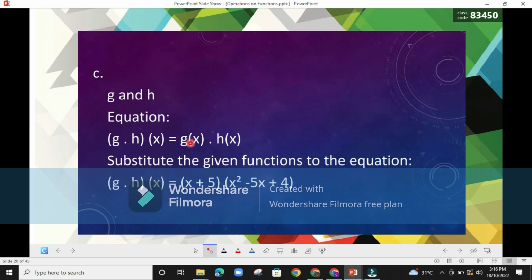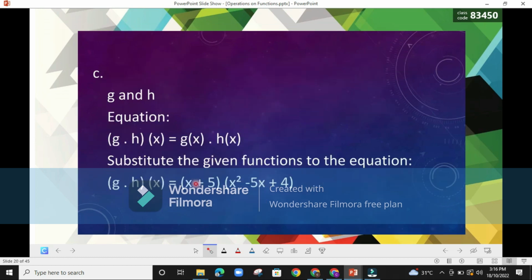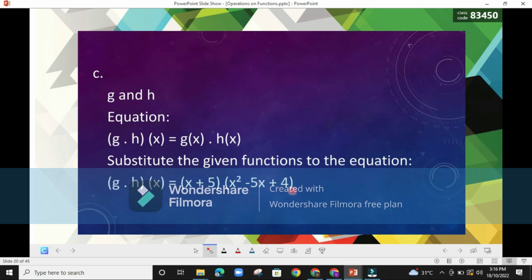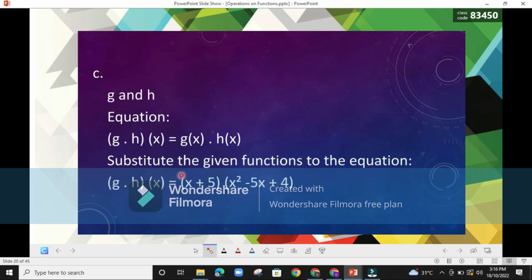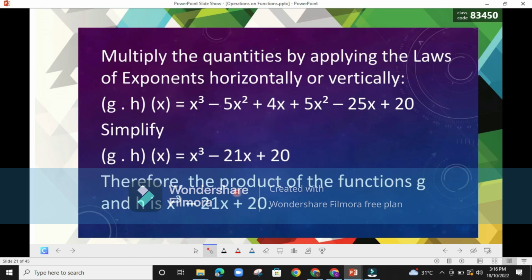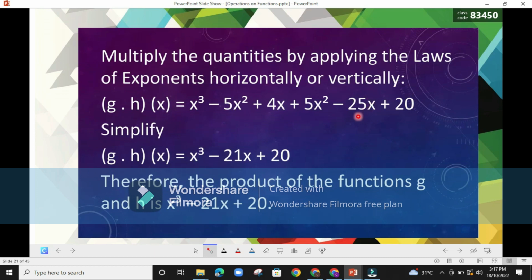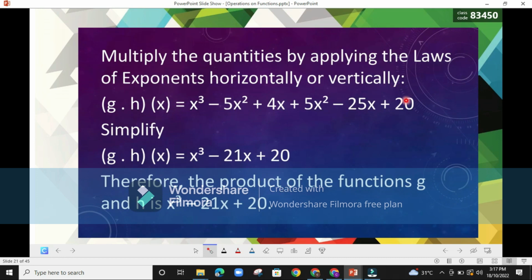By multiplication, we have x times x squared, we have x cubed. Then, you have x times negative 5x, we have negative 5x squared. Next, x times 4, we have positive 4x. Next, we have 5 times x squared, we have positive 5x squared. Then, 5 times negative 5x is negative 25x. Then 5 times 4, we have positive 20.